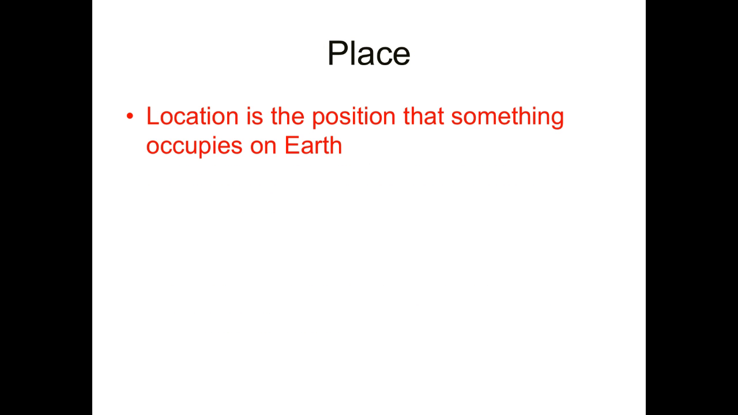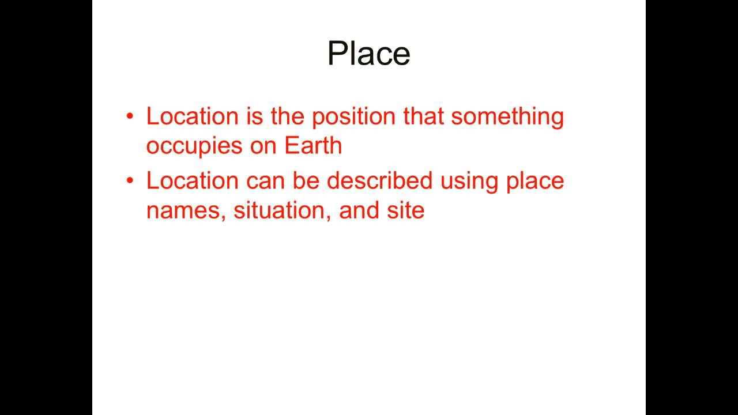But when we define place, as I started, location is a position that something occupies on Earth, and really what we're looking at is what makes any given place or point on Earth unique. What are the unique characteristics or things that make it stand out apart from others? And as we look at that, we can use the terms toponym, site, and situation as a way of referring to that.